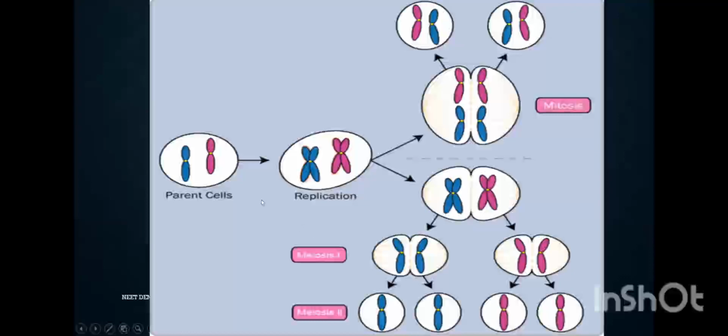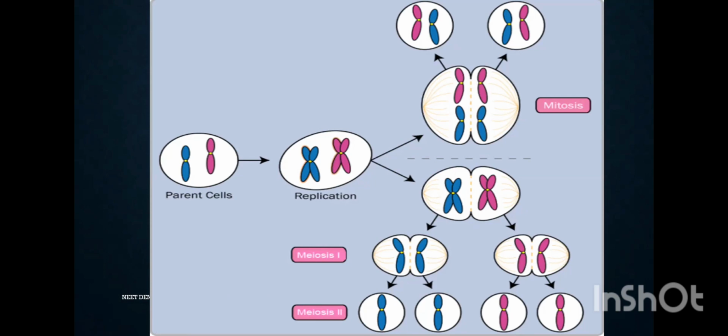However, in meiosis, if the parent cell which has got 2 chromosomes divides, it gives rise to 4 daughter cells. And each one of these 4 daughter cells has only 1 chromosome, which is called haploid or 1N. So this is meiosis as well as mitosis.